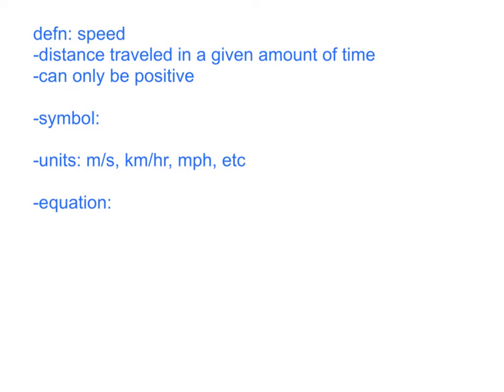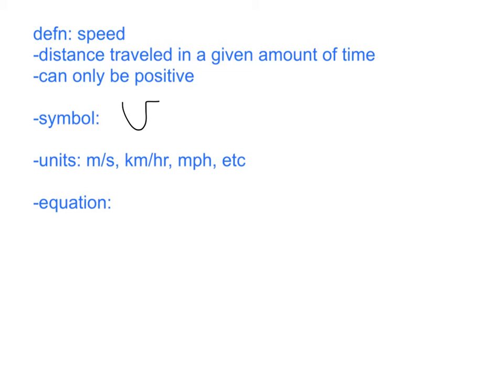Okay, we're to our last 2 definitions. The second to last one is speed. Speed is the distance traveled in a given amount of time. Speed can only be positive, therefore speed is a scalar. It's just telling you how fast an object is moving. An easy way to remember that speed is a scalar, they both begin with the letter S. The symbol for speed is a script V, so it's a V with a little hook on it.